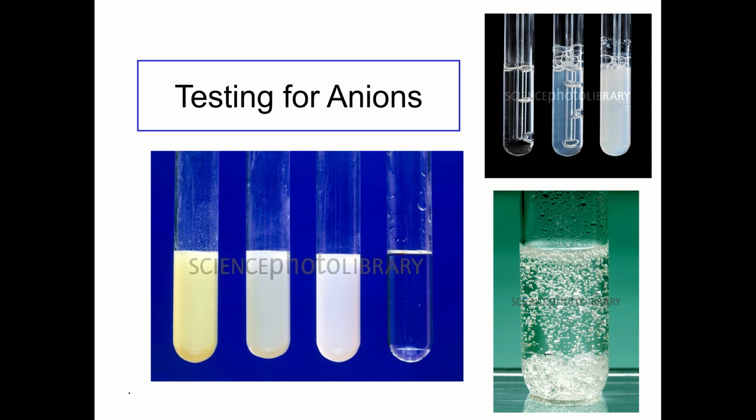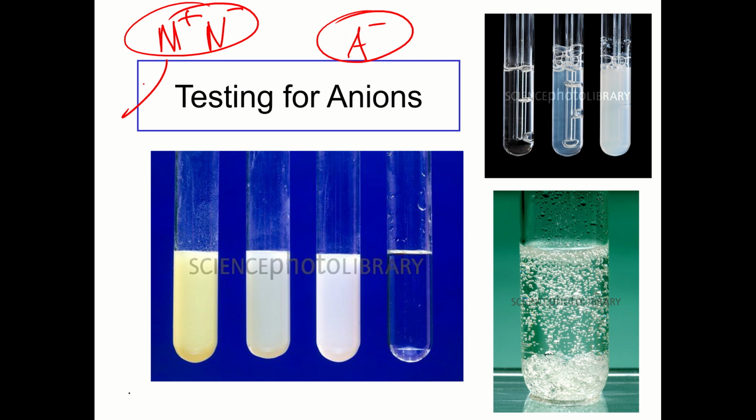Okay, let's have a look at a test for anions. So anions, as you hopefully know, are negative ions. So what you'll be asked to do very often is identify an ionic compound. And remember, an ionic compound is made up of a metal, positive ion, and a non-metal, negative ion. You will independently be asked to identify the metal ion, the cation, and the non-metal ion, the anion. Okay, piece that information together and therefore identify the compound.